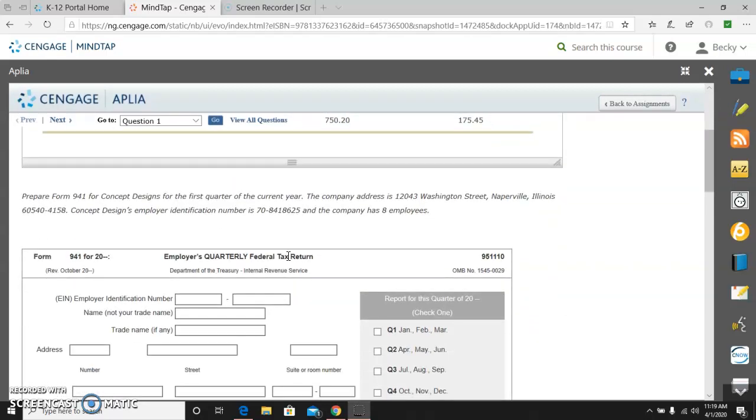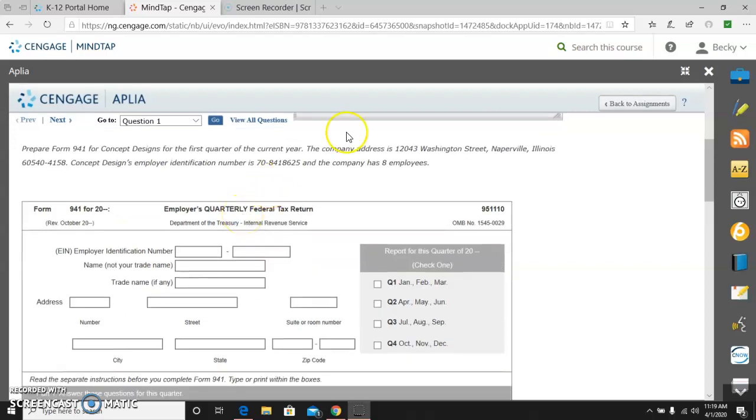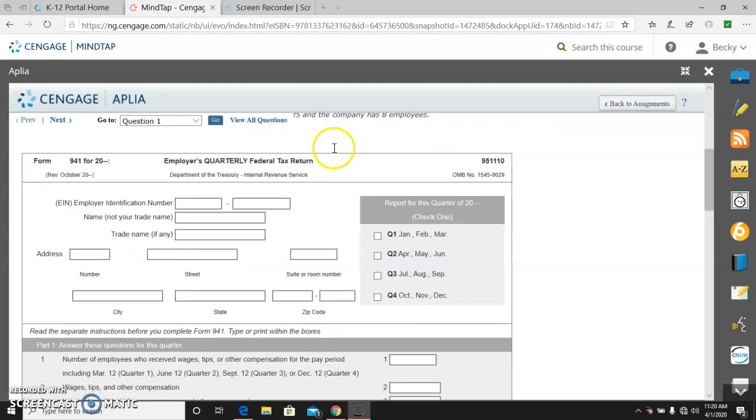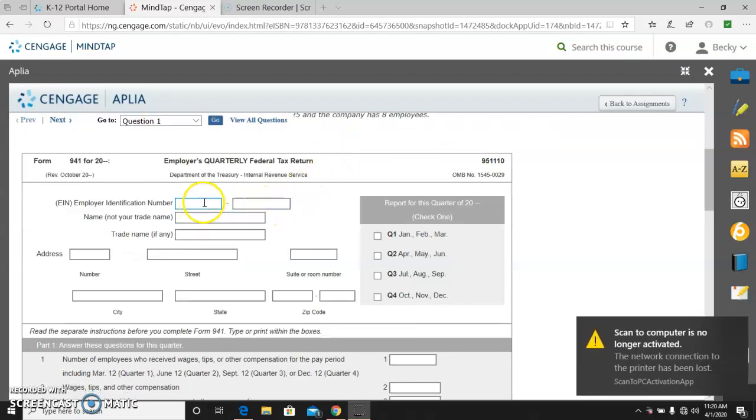So it says to prepare the 941 for Concept Designs for the first quarter of the current year. It gives you the company address and its employer identification number, which is just like a Social Security number for a person. For an employer, it's an EIN, an employer identification number, and the company has 8 employees. So let's try to fill this out, knowing that we're going to need to use these as well as those totals you just did.